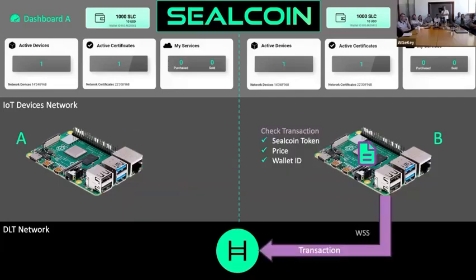Once device B receives the transaction, it does 3 things. It first checks that those are SEALCOIN tokens. It can only work with SEALCOIN tokens. It checks the price. I asked for 10 SEALCOIN, and there are 10 SEALCOIN in the transaction. And it checks the ID. That's my wallet ID, that's okay. If everything is fine, device B sends this transaction to Hedera.